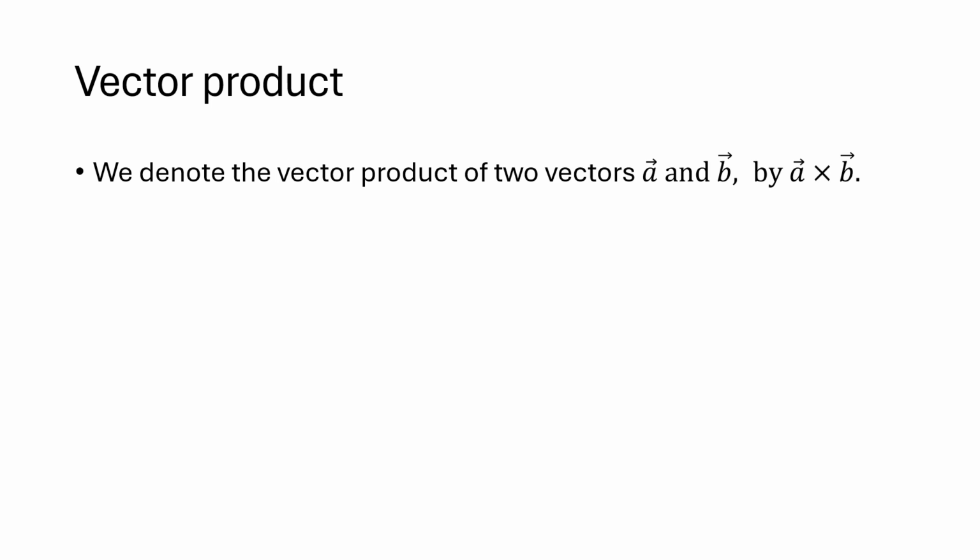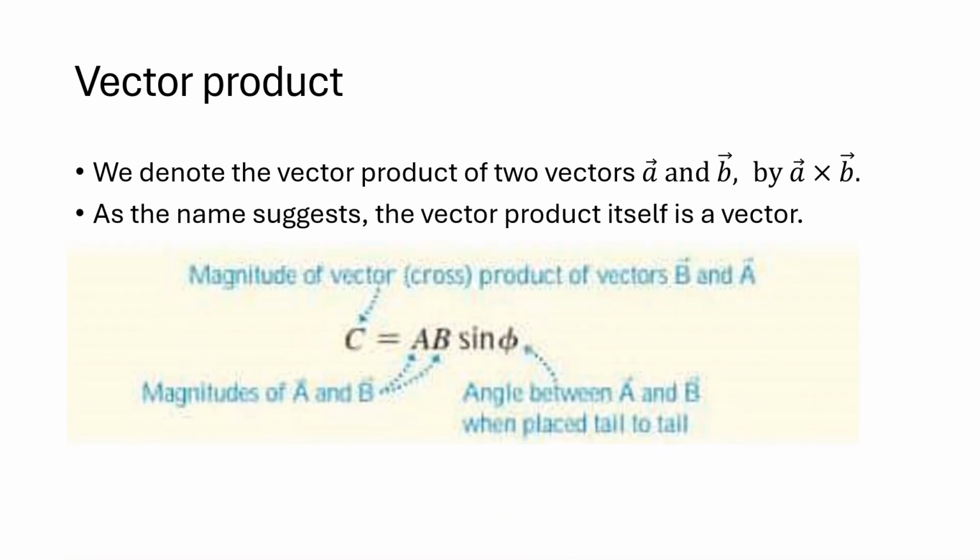So if we have two vectors, let's say vector A and vector B, then their vector product, also known as cross product, is given by A cross B. And the magnitude of the vector obtained from the cross product of vectors A and B is given by the magnitude of A multiplying the magnitude of B multiplying sine of the angle between A and B when they are placed tail to tail. So they are from the same point. Good.